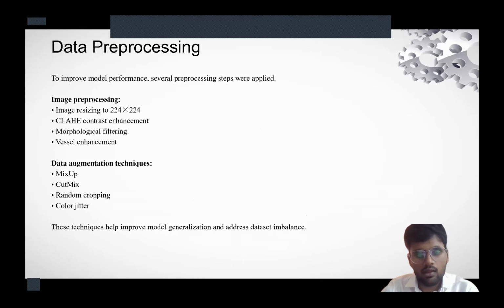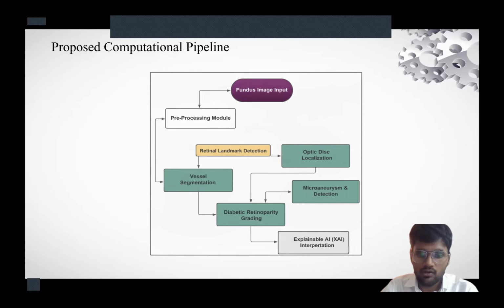Data preprocessing. Before training the models, several preprocessing steps were applied. Images were resized to 224 by 224 pixels to match the input size required by the neural networks. Contrast enhancement using CLAHE was applied to improve the visibility of retinal features. Additionally, augmentation techniques such as mix-up, cut mix, random cropping, and color jitter were used to improve model generalization and reduce overfitting.